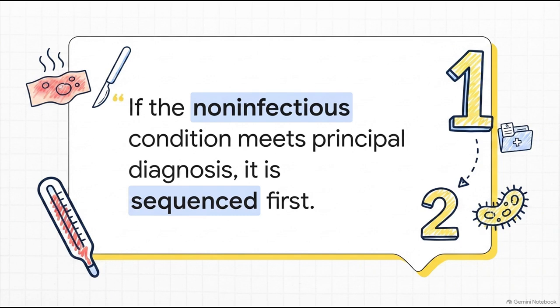If a non-infectious condition, such as a burn or serious injury, meets the definition for principal diagnosis, the code for the non-infectious condition should be sequenced first, followed by the code for the resulting infection. As a CDI educator, I literally cannot stress this enough. Accurate principal diagnosis assignment dictates the entire narrative of the patient's hospital stay. If the burn is the main driver, it goes first.